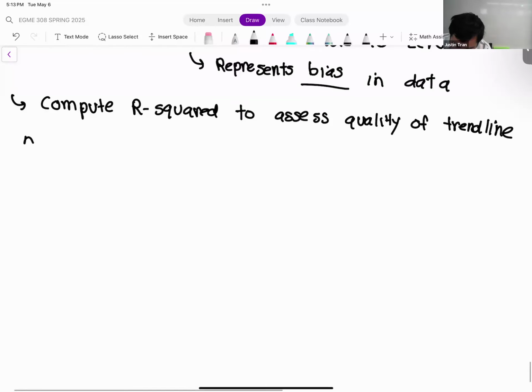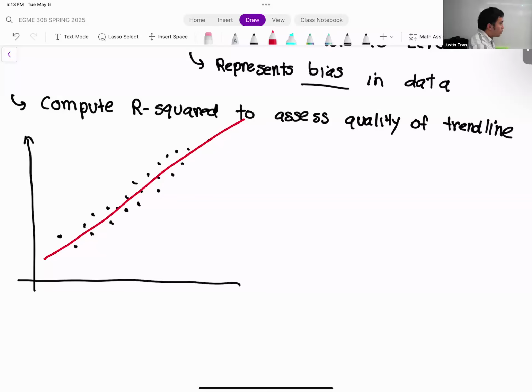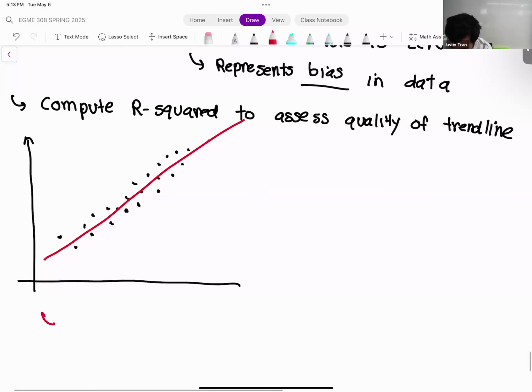So there's a big difference if your scatter plot looks something like this, where all the data points are very closely clustered around a trend line. In this case, we can put a trend line through the data like that, and we can see that the data is very closely correlated with the trend. So this is a good trend.